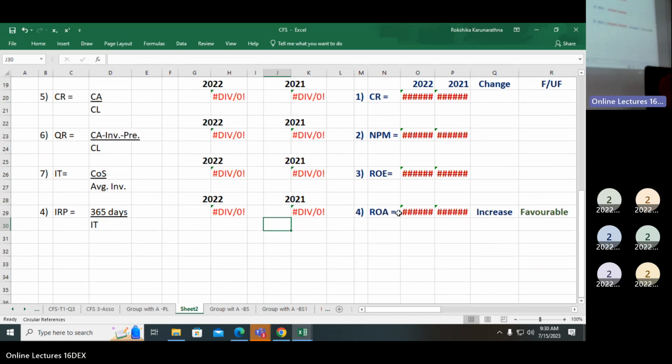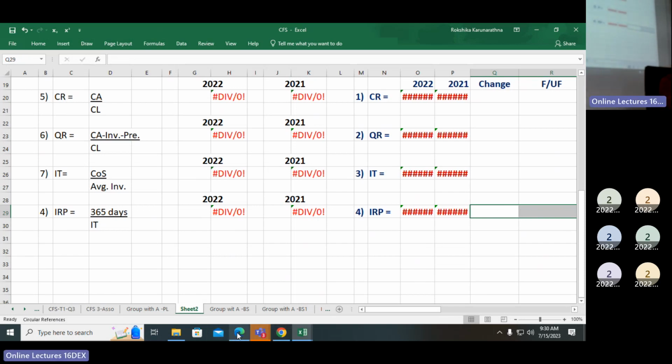Right, okay then my current ratio, quick ratio, inventory turnover, inventory holding period. Right. So likewise, you can have it for the remaining.